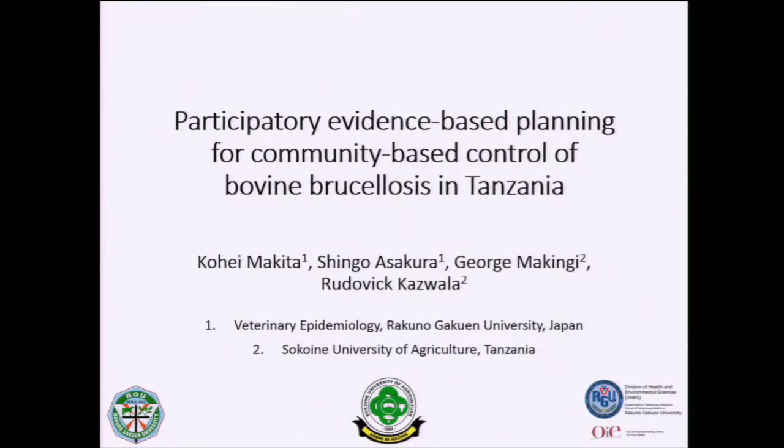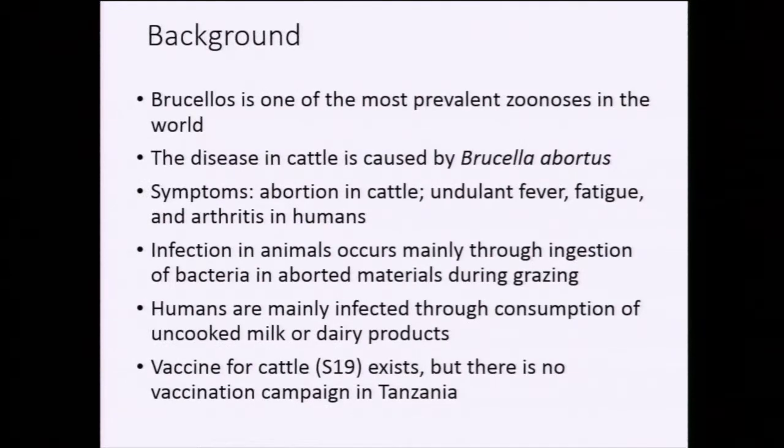So first, my talk is participatory evidence-based planning for community-based control of bovine brucellosis in Tanzania. The background: brucellosis is one of the most prevalent zoonoses in the world. The disease in cattle is caused by Brucella abortus. Symptoms in cattle are abortion, and in humans, undulant fever, fatigue, and arthritis.